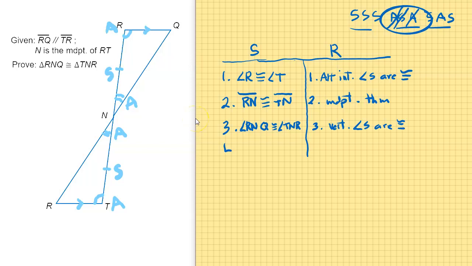And the last step is a formality. What you do is you write step 4, and you always just write down what you're trying to prove. It says triangle RNQ is congruent to triangle TNR. I don't know if I'm going to have enough room. I'll try anyway. And the reason is, I'll just write angle, side, angle. Okay, and that's it. Our 2-column proof is done.